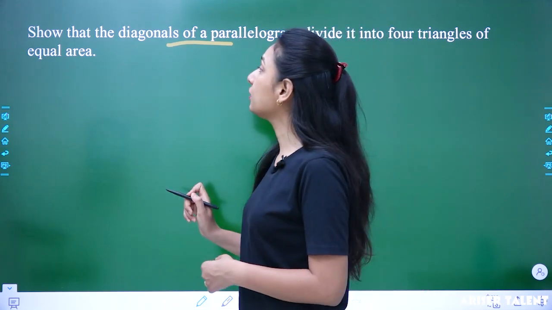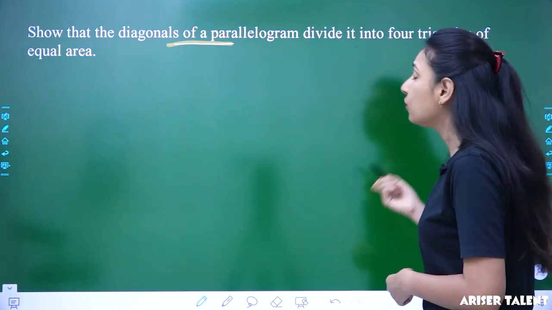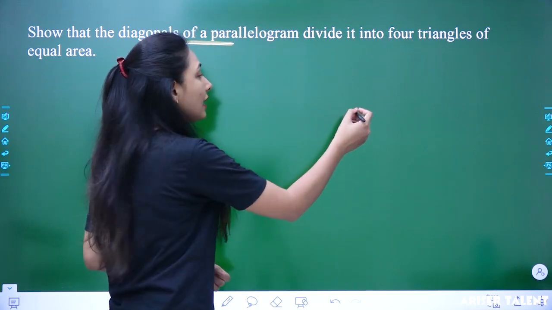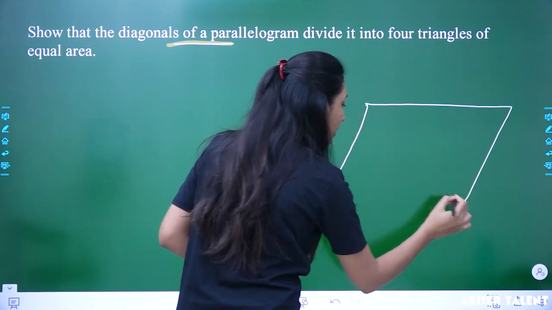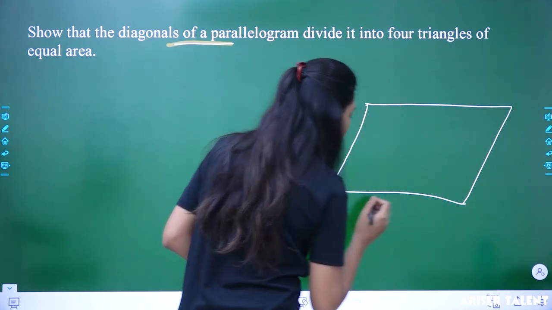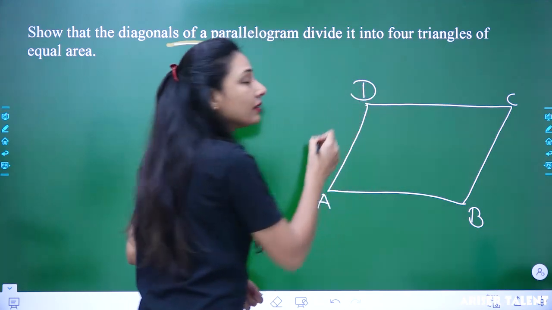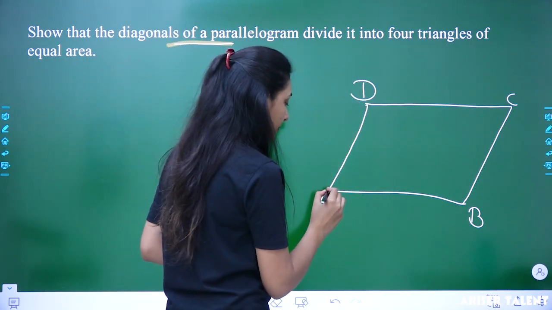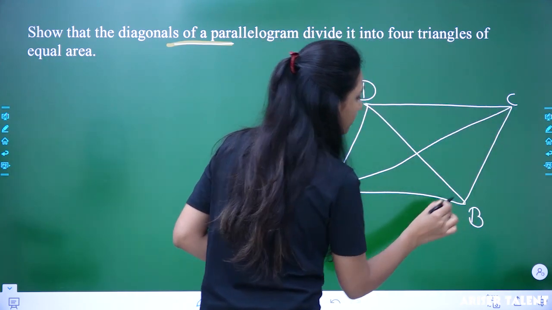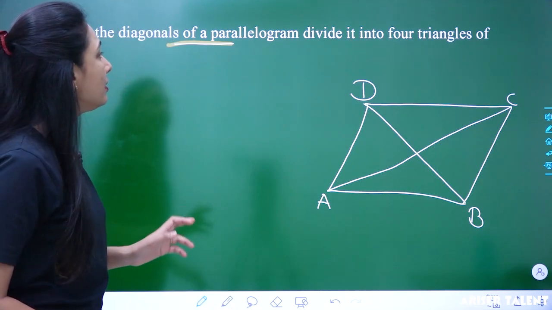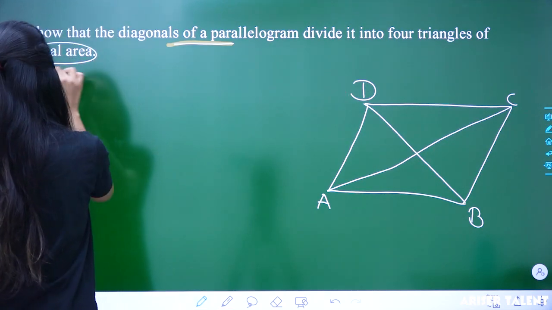Okay, so let's see the question. Show that the diagonals of a parallelogram divide it into four equal areas of triangles. So first we have a parallelogram, right? Let's name it ABCD. Now it's saying the diagonals of ABCD will be this AC and this BD.